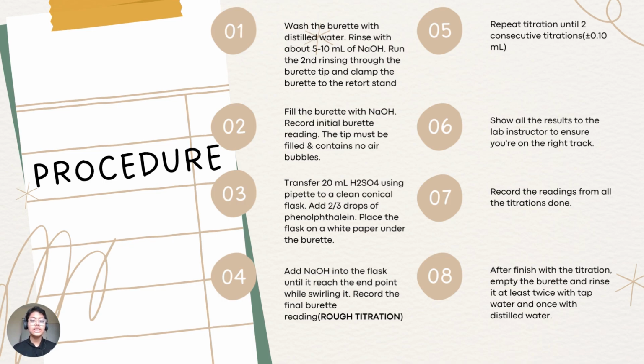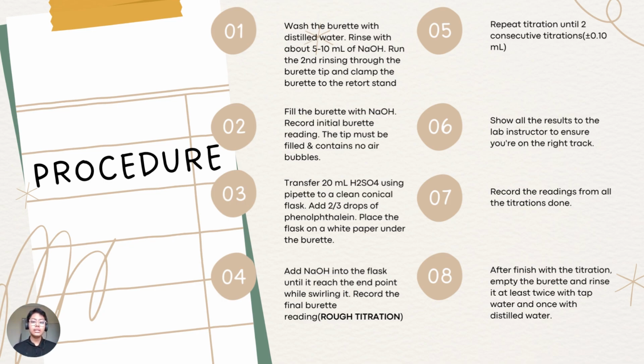Third, transfer 20 ml of H2SO4 or sulfuric acid using pipette to a clean conical flask. Add 2 or 3 drops of phenolphthalein. Place the flask on a white paper under the burette. A quick tip: the number of drops of phenolphthalein indicator should be consistent to make the result more accurate and perfect. The white paper or tile under the flask helps us to see the solution starting to change color.